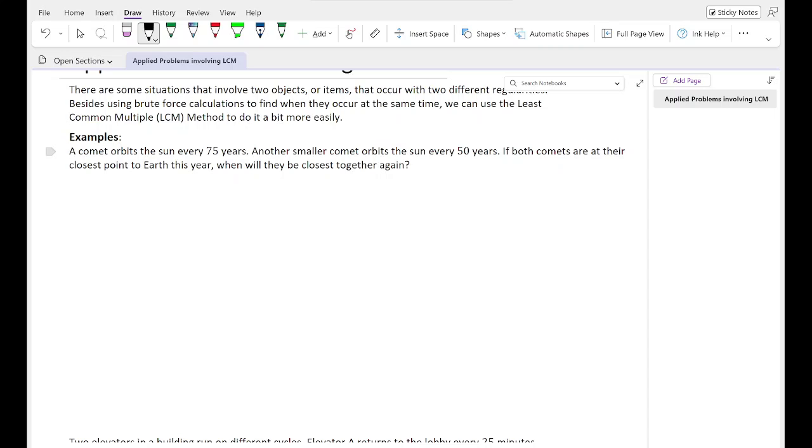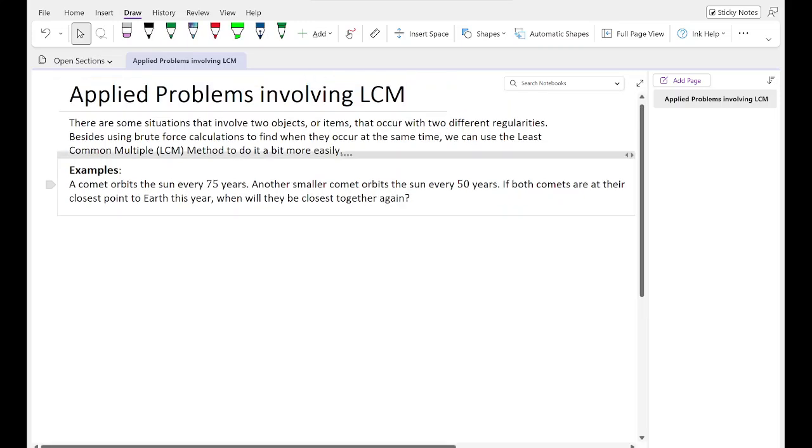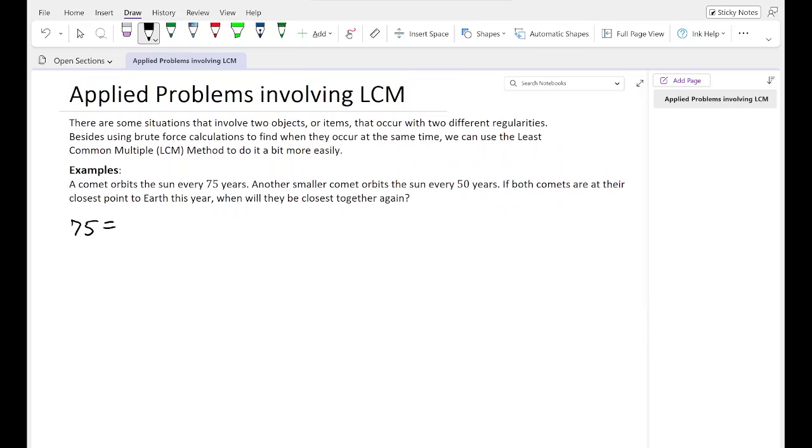So first off, I'm going to use the LCM method. So I got 75. And the LCM method just means taking numbers and breaking them down to their prime factors. So 75 is just 5 times 5 times 3, which is just 3 times 5 squared. And then we got 50, which is just 5 times 5 times 2. So 5 squared times 2. So if I were to find the LCM, first off, I see that there's a 1 two and a 1 three.